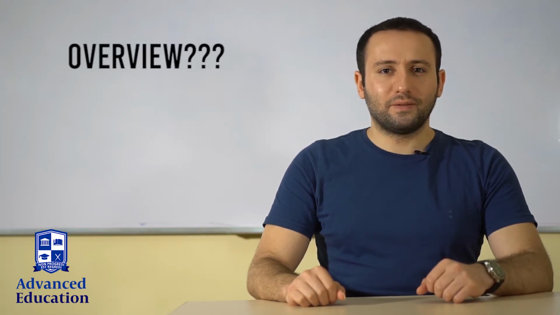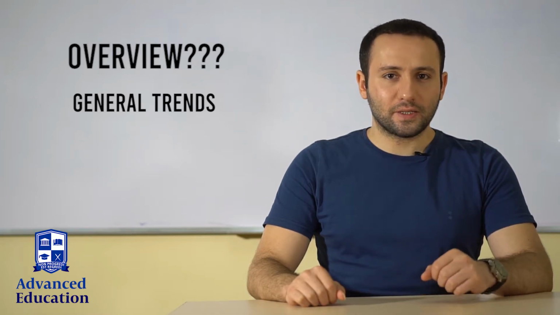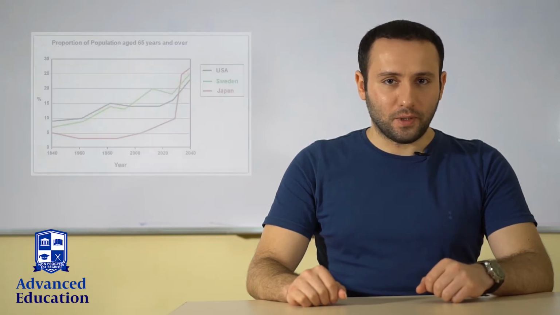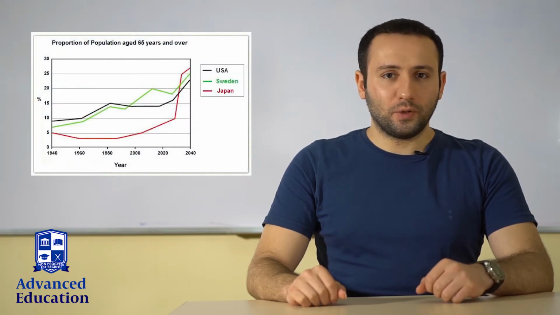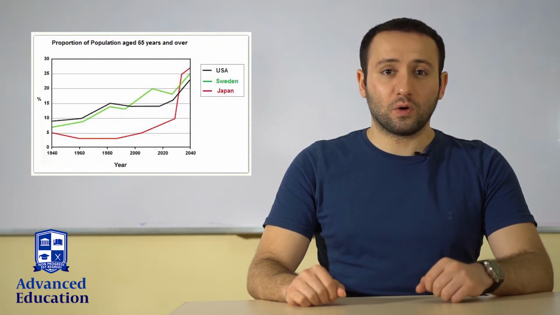The second sentence, it must be an overview. What is an overview? This is the general trends, the things that stand out when you look at the table, the line graph, the pie chart, bar graph, and so on. As you can see in this example, the population of all the countries is expected to rise or grow, right? So that is your overview.